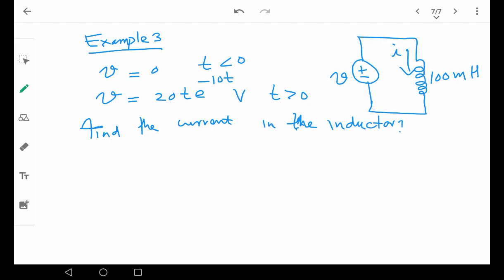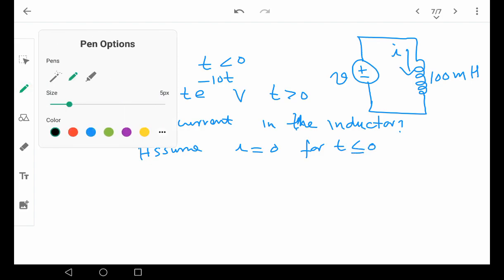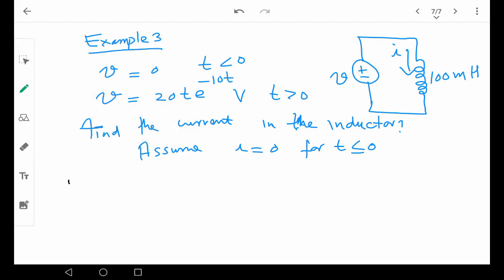Okay, the current in the inductor. That's what you're supposed to find out. Also assume I equal to 0 for t less than or equal to 0. Right. So the answer for this you can write.